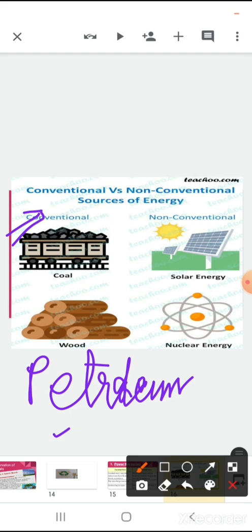And in non-conventional sources of energy, we have our solar energy. Now, what is solar energy, children? When we talk about solar energy, it is the energy that we get from the sun. That is, the sun's heat and light energy can be felt by us every day. So, solar energy trapped from the sun can be used in different manners, and it helps us to a large extent.